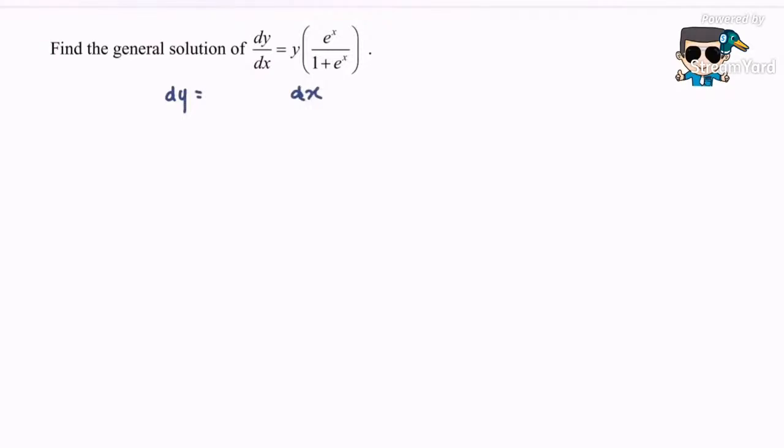Step number 2, separate the y and x. So in here we will have 1 over y, then e to the x over 1 plus e to the x. Step number 3, add on the sign of integration, then integrate the equation. So for the left hand side, we have ln y over 1 equals to, for the right hand side, we have to use the substitution method. Let u equal 1 plus e to the x.